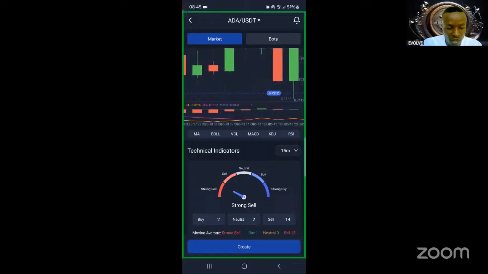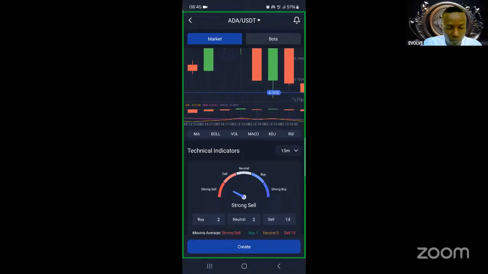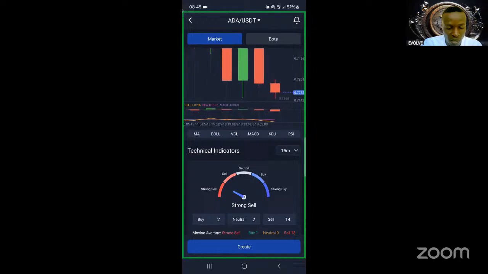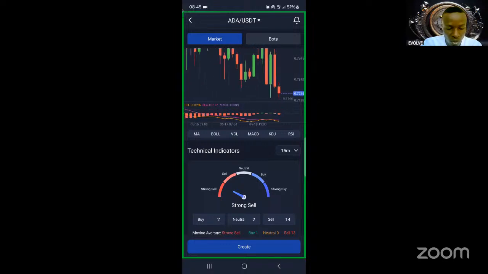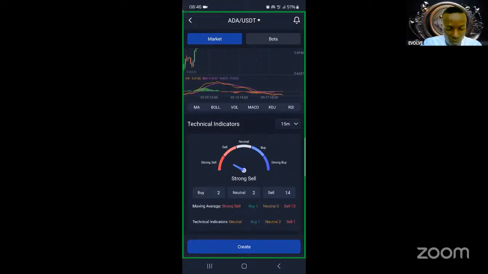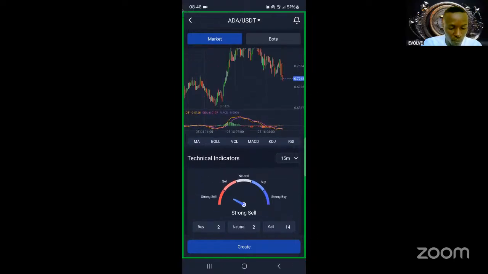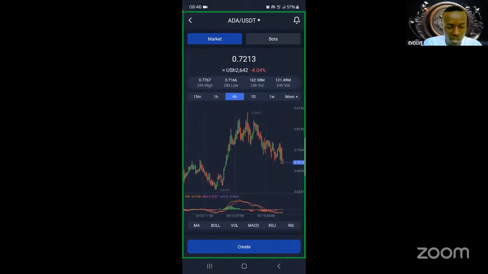Can someone give me a yes if you can see those lines? There is an orange line and a blue line. Those two lines, you can see them. All right? So this is how we use them to take entries in the market.